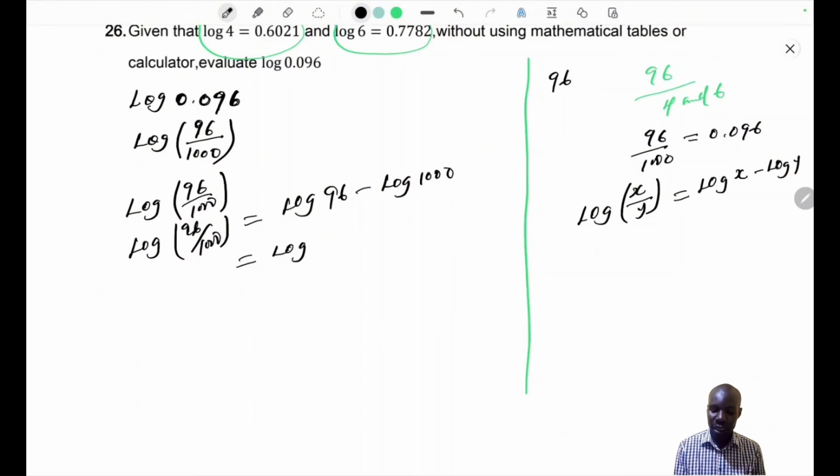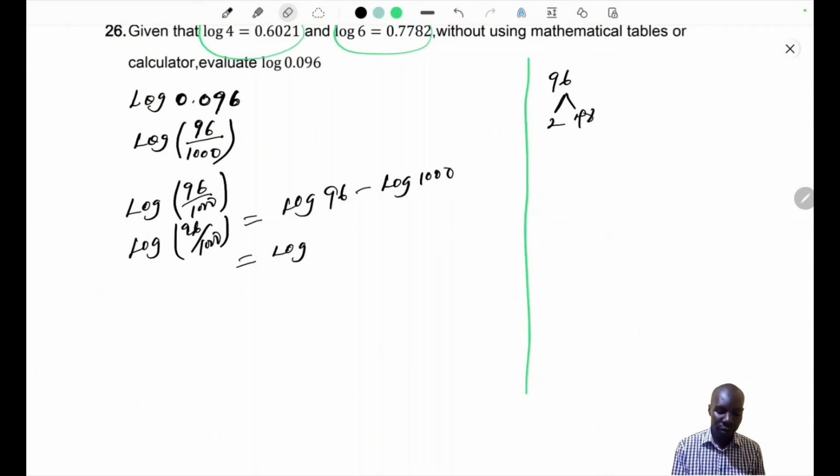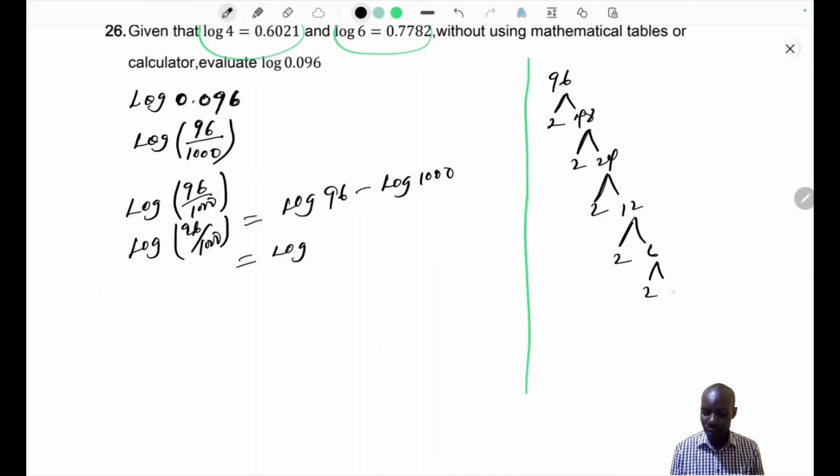If we have got 96, let's get the prime factors. 2 goes there, 48. 2 goes there, 24. 2 goes there, 12. 2 goes there, 6. 2 goes there, 3. And 3 goes there, 1. So 96 can be written as 2 times 2 times 2 times 2 times 2 times 3.